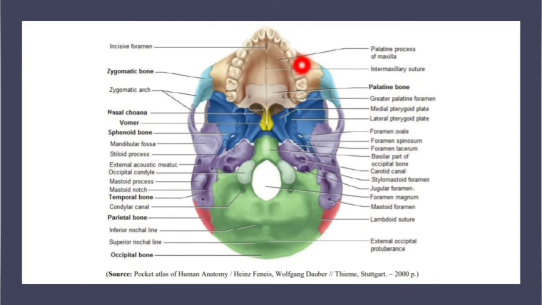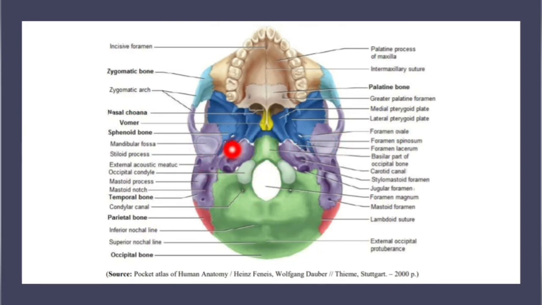These bones are the two maxillae and the intermaxillary suture, right? These processes are the palatine processes of the maxilla forming the bony palate. If you go a little bit to the back, you see the horizontal plate of the palatine bone. In yellow, you see the vomer. In blue, this is the sphenoid bone articulating with the basilar part of the occipital bone, right? This is the occipital bone, and these are the occipital condyles for the articulation with the atlas. And the foramen magnum, very important, don't forget about it.